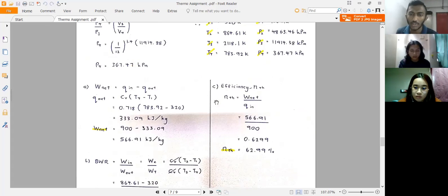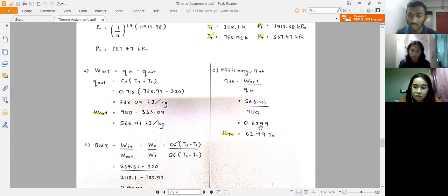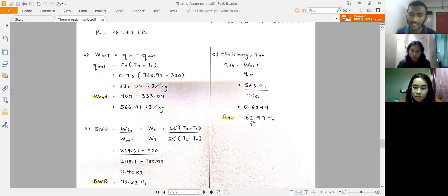So next we are going to find the value of efficiency, which is equal to work net over Q in. As we just substitute the value, 566.91 divided by 900, we get the value of 0.6299. So the efficiency will be 62.99%. So this is the calculation for cold air standard assumption.